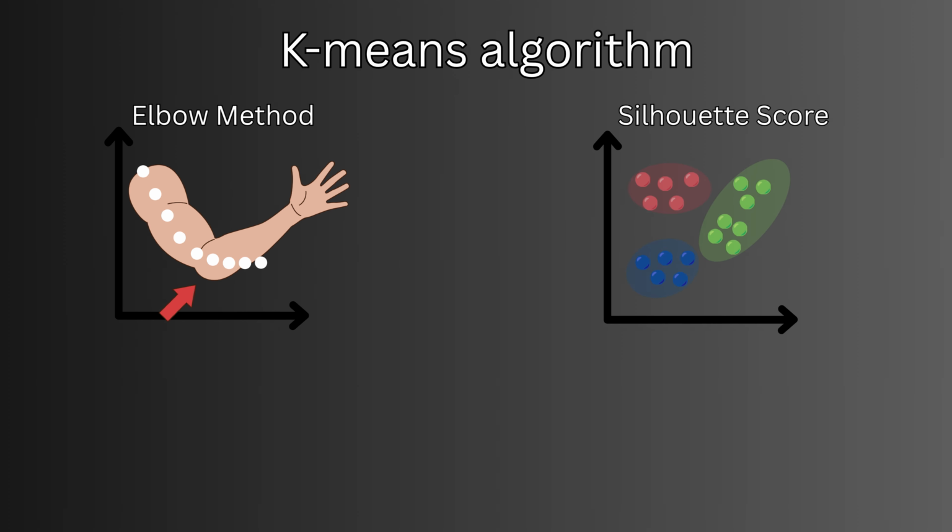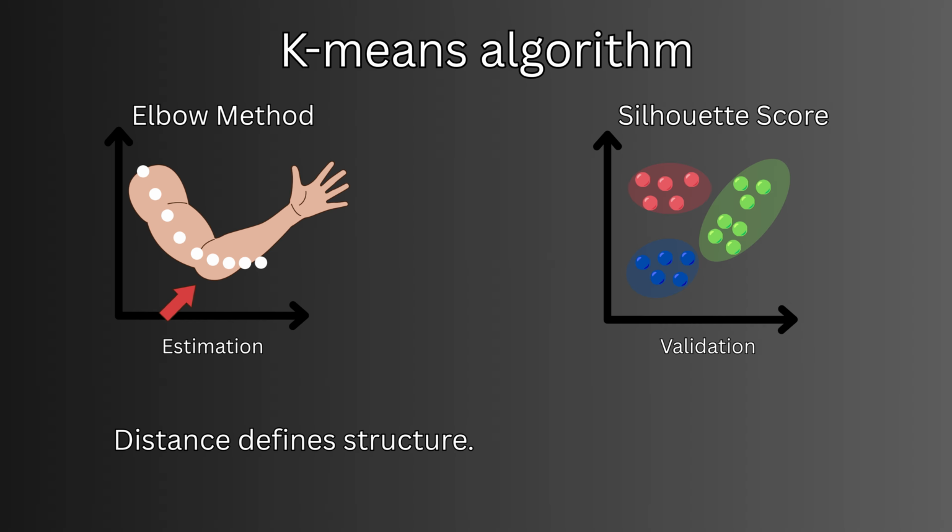So here's the workflow. Use the elbow method to narrow down a reasonable range. And then use the silhouette score to confirm which clustering is truly the best. And remember, distance defines structure. Evaluation keeps it honest.